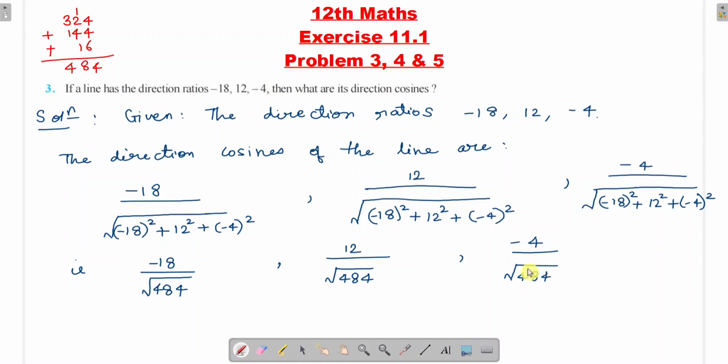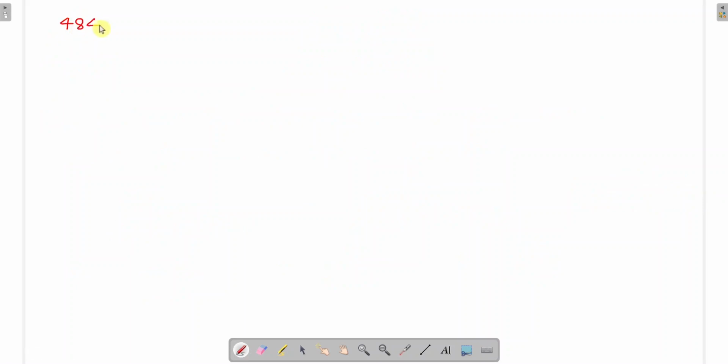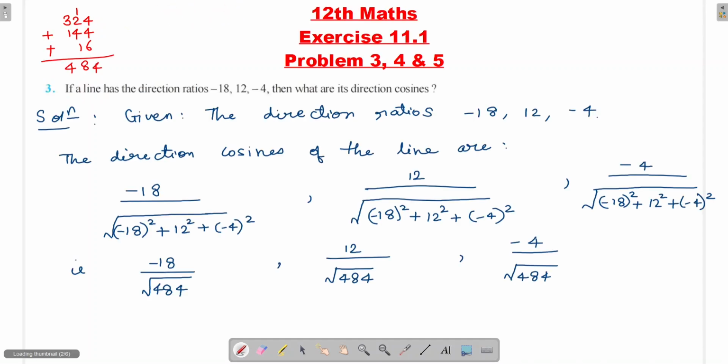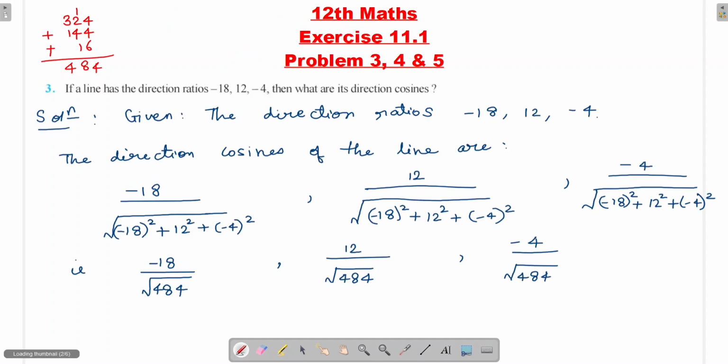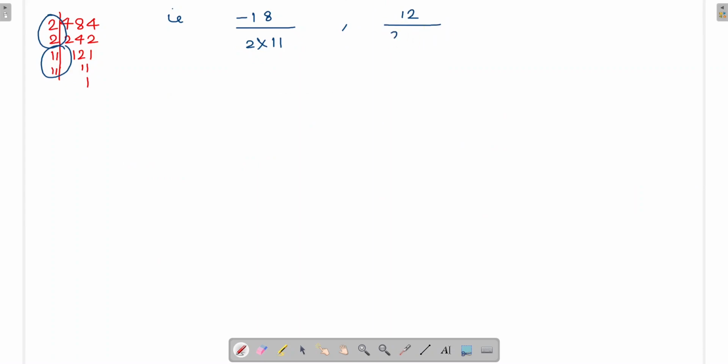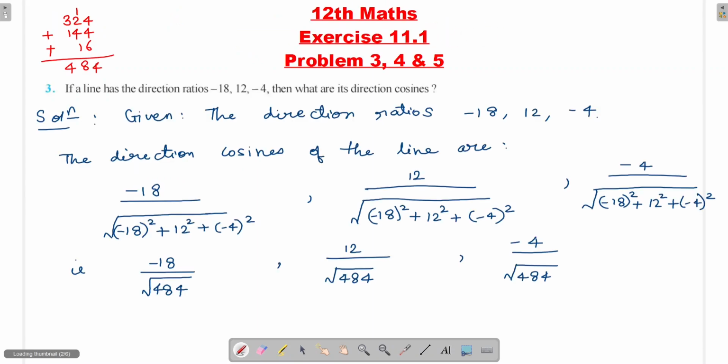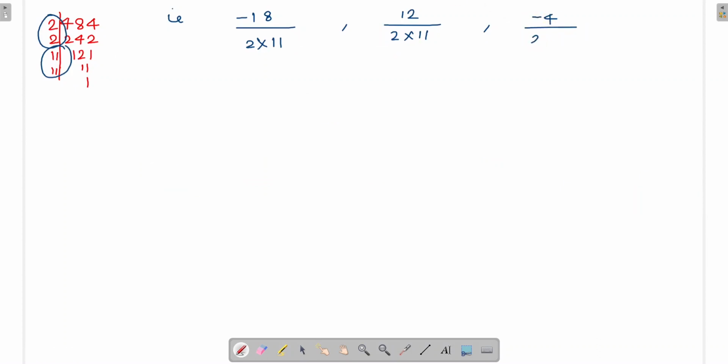So now we have to find root of 484. For that we have to find the factors of 484. 2 2's are 4, 2 4's are 8, 2 2's are 4, 2 1's are 2, 2 2's are 4, 2 1's are 2, 11 11's are 121, 11 1's are 11. So root of 484 will be 2 times 11. So minus 18 divided by 2 times 11, 12 divided by 2 times 11 and minus 4 divided by 2 times 11.